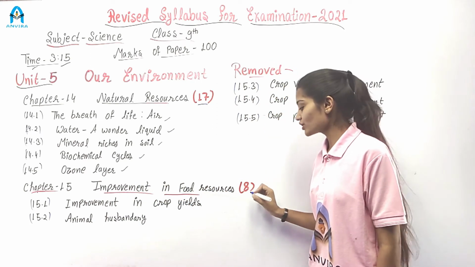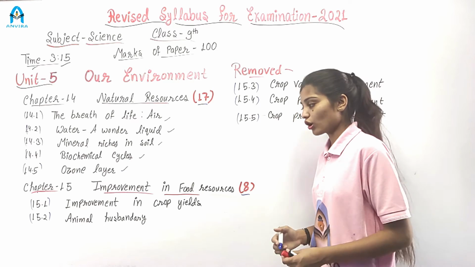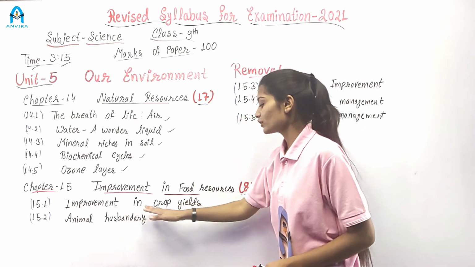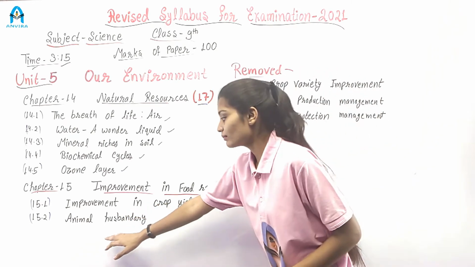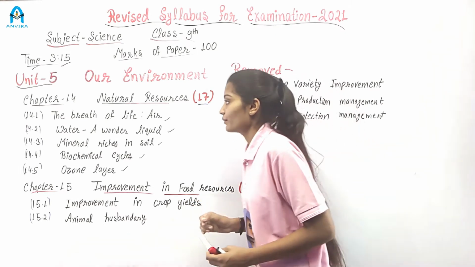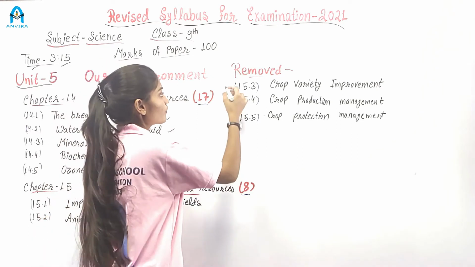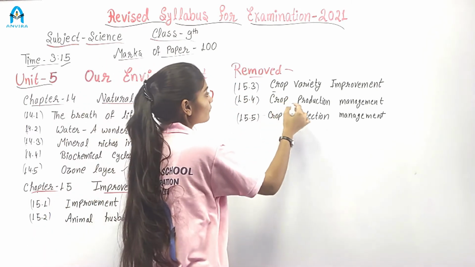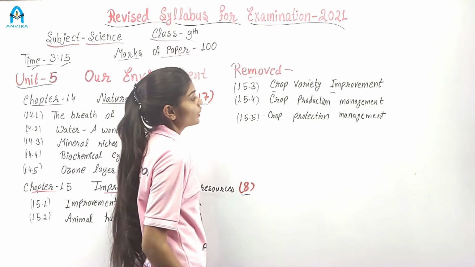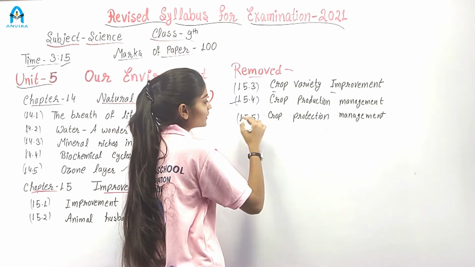And the total marks for this chapter is 8. And the topics are improvement in crop yields and animal husbandry. Now, the topics which are removed from our syllabus from chapter 15 are crop variety and improvement, crop production management and crop protection management.